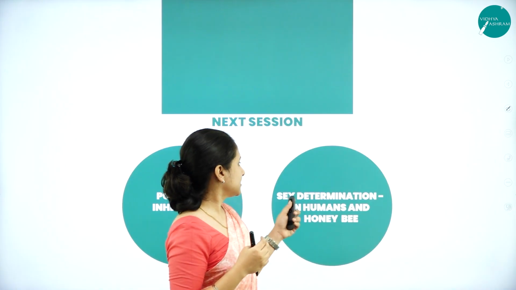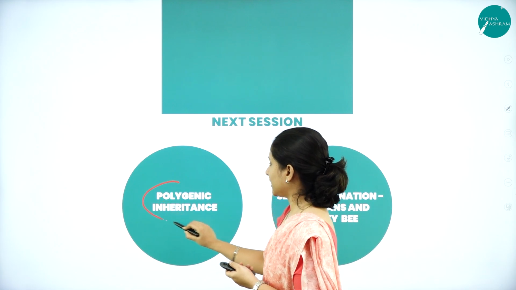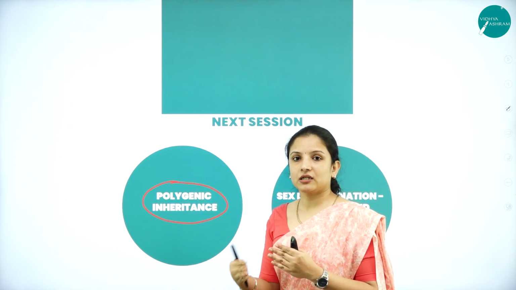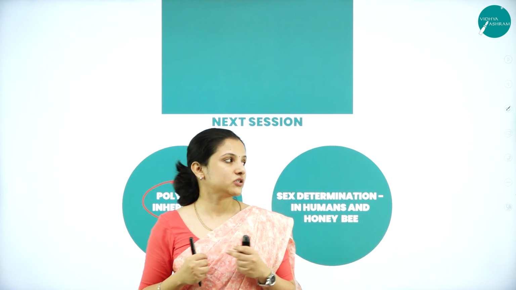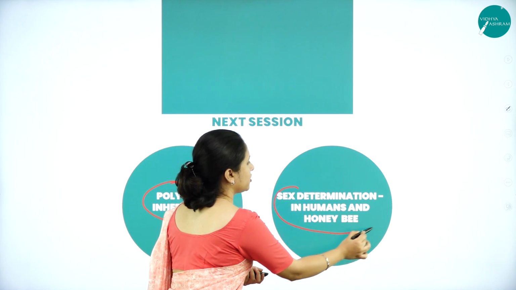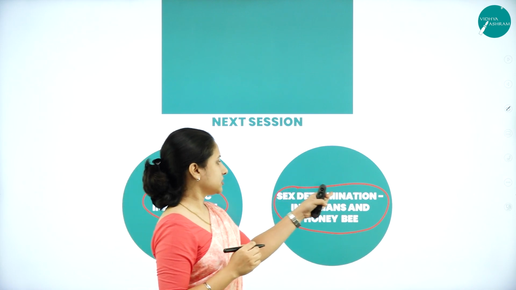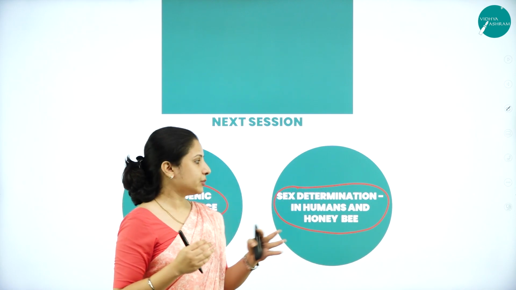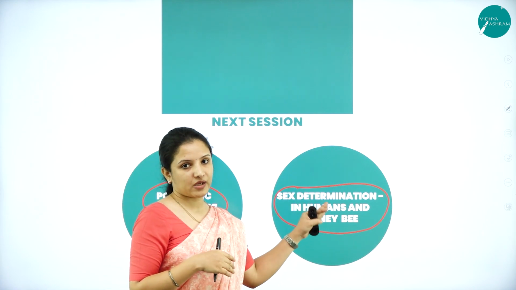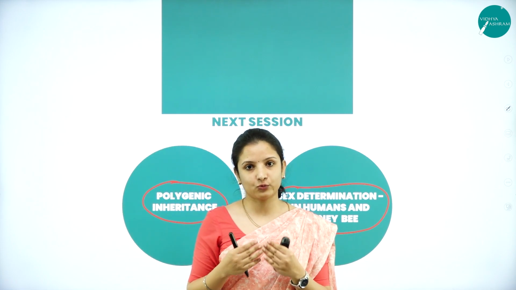In the next coming sessions, we shall study polygenic inheritance, that is, when more than two genes are there, how they get inherited in the progeny. We shall also study sex determination in human beings and honeybee, the methodology followed behind sex determination. I hope you have understood this session very well.